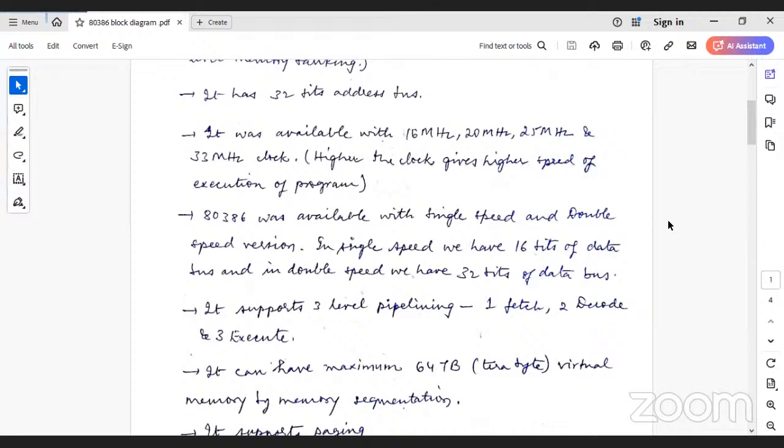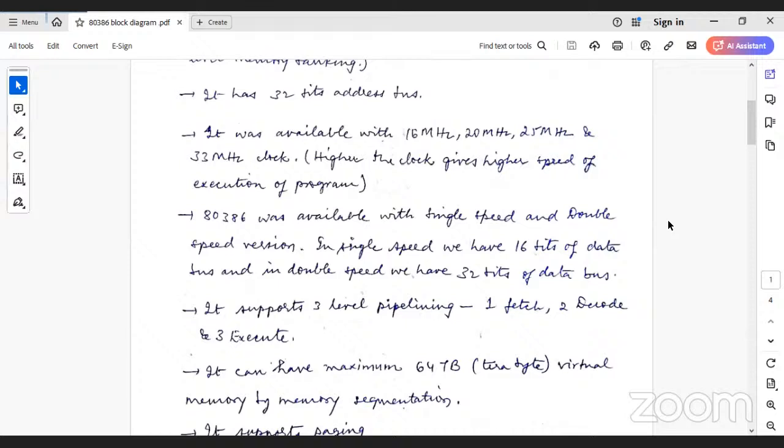So you can have a maximum of 64 terabytes of virtual memory here, and if such a big memory is there, big programs will need a larger memory space, so you need to have more memory. But to access the data from such a big memory, how do you keep track of that data? There comes the memory segmentation. Segmentation we have been seeing from 8086 onwards.